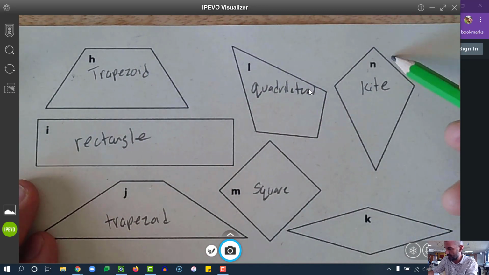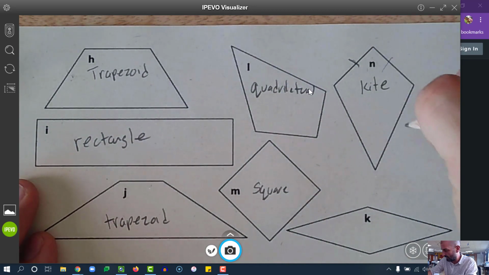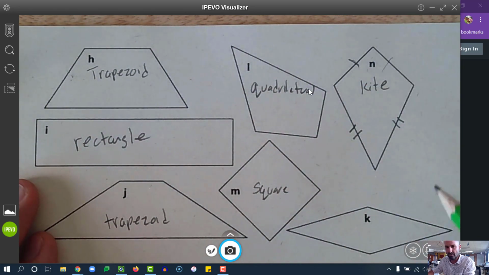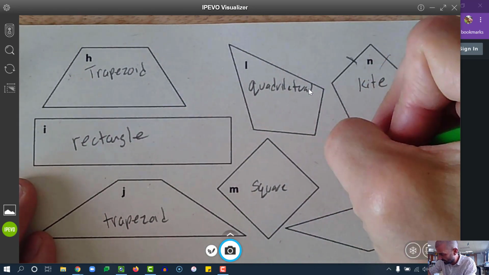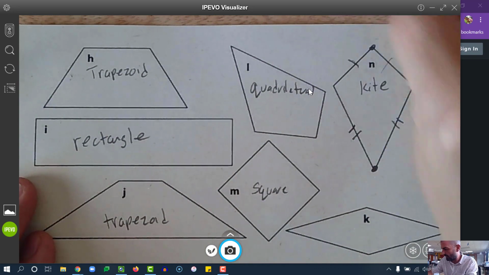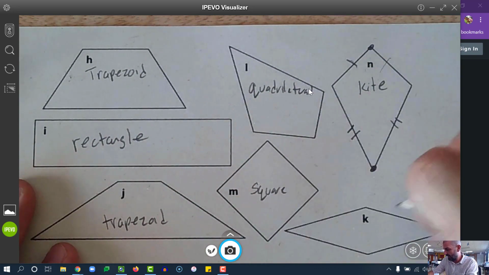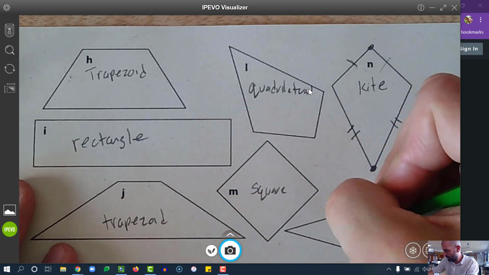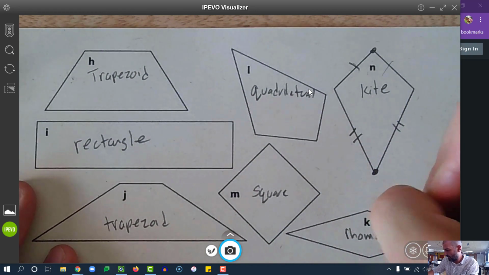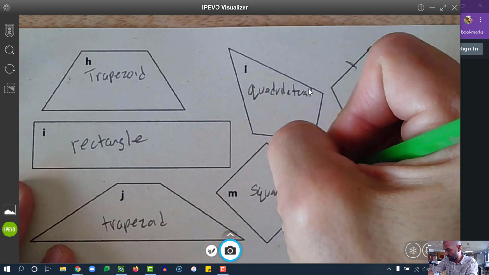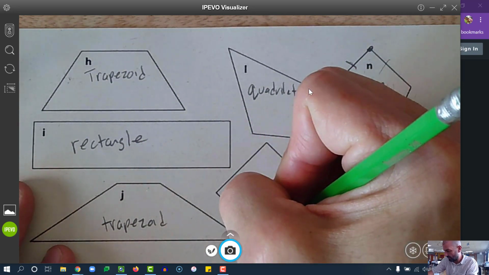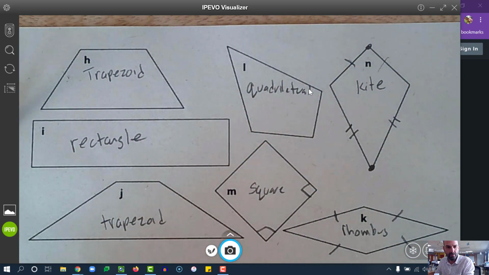Again, the reason it's a kite is because these 2 sides are congruent, and then these sides are congruent. So these 2 are adjacent, and they're adjacent because look, they are touching, those are touching there, those are touching here, that's a kite. And then K is a rhombus. All these sides are congruent, but it doesn't have those 90-degree angles of our friend the square.